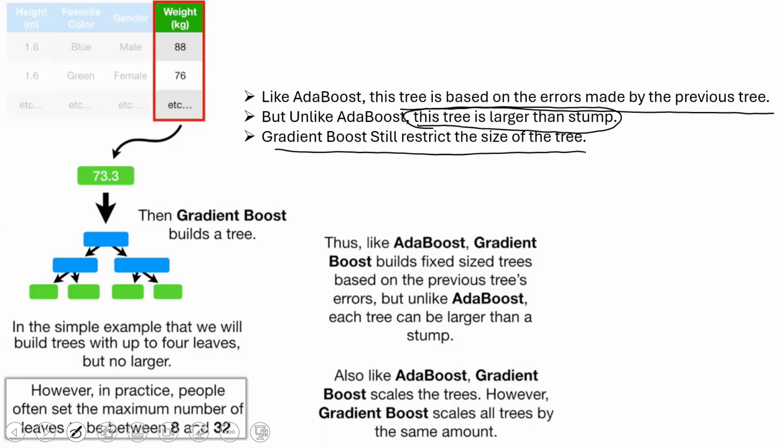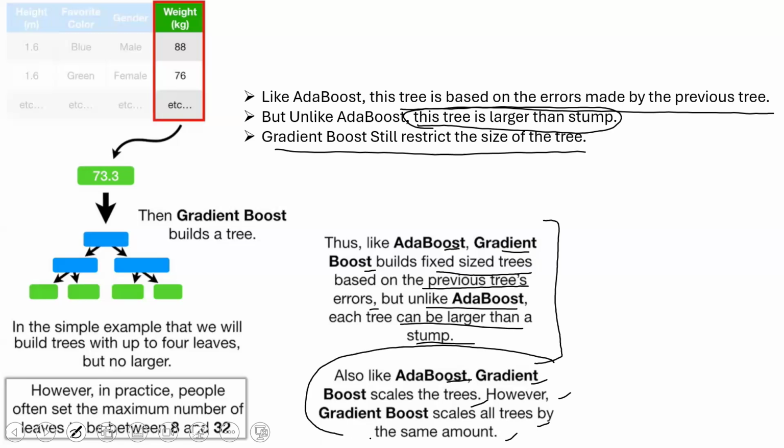So this is what it says. Unlike AdaBoost, gradient boost builds fixed size trees based on the previous tree's errors, but each tree can be larger than a stump. Like AdaBoost, gradient boost scales the trees. However, gradient boost scales all the trees by the same amount. You will understand this shortly.